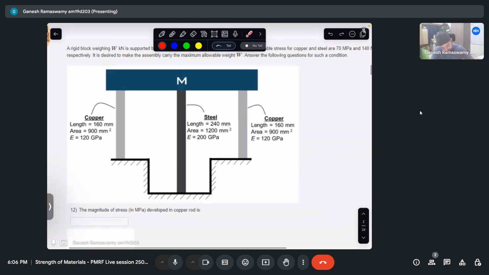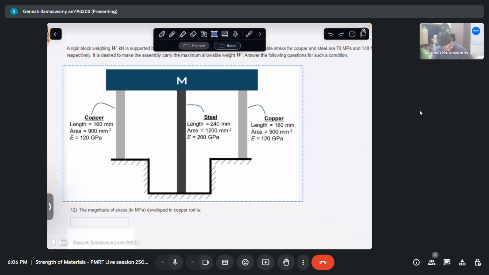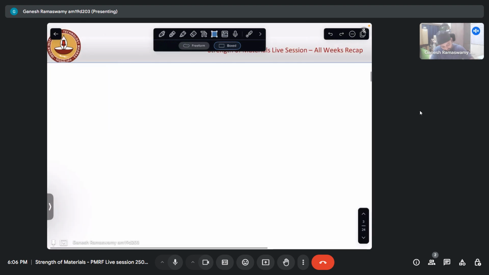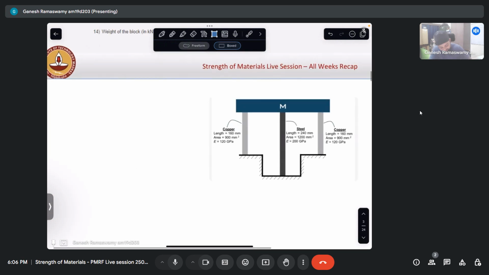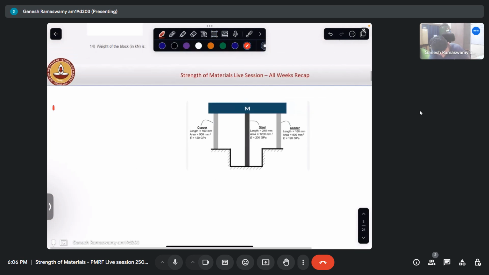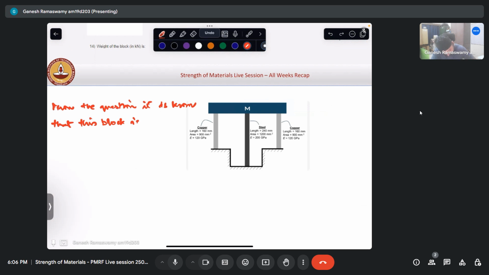So let me just take a copy of this. Let us see how to go about solving this question. All right. From the question, it is known that this block is rigid and symmetrically supported.